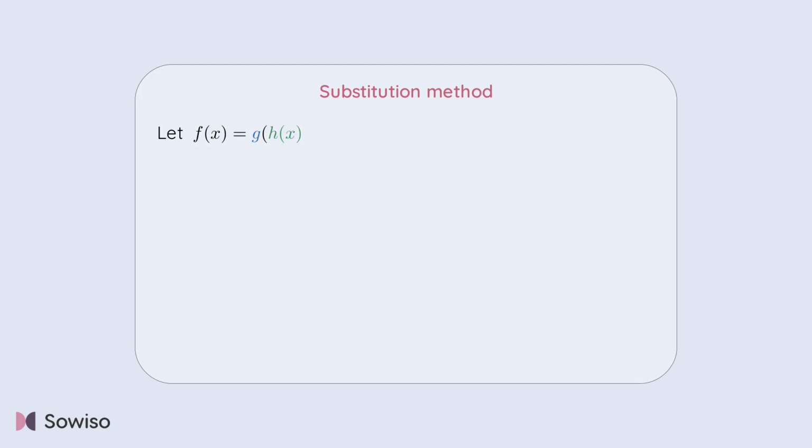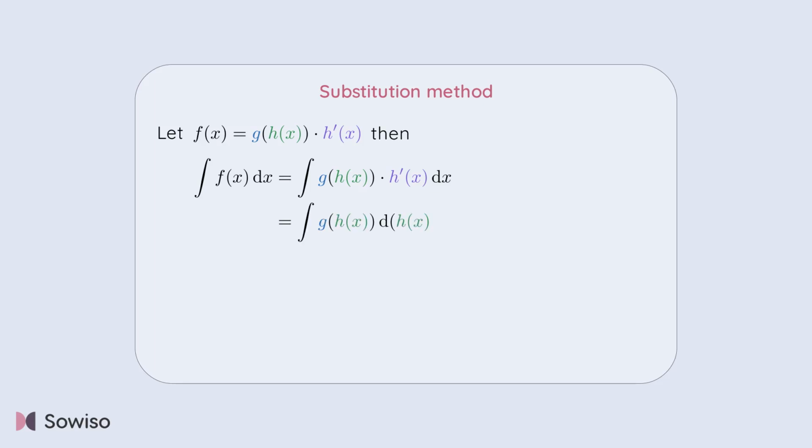Let f of x be g of h of x times h prime of x. Then the integral of f of x is the integral of g of h of x times h prime of x. Now we notice that we can write h prime of x as dh of x, because h of x is the antiderivative of h prime of x. To make it easier, we substitute u as h of x and obtain the integral of g of u du.